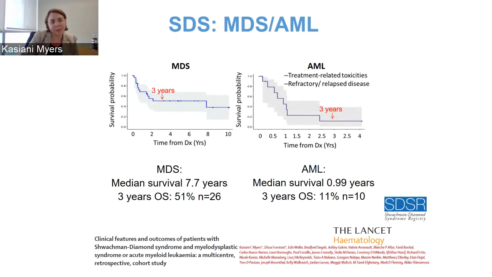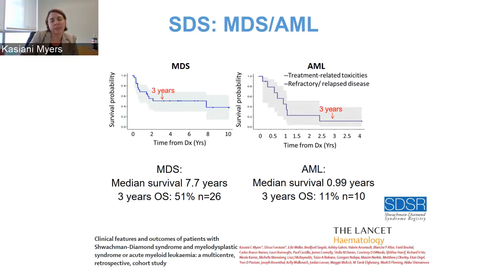As Pejąlt mentioned, the registry recently led an effort, a collaboration of 18 centers looking at the diagnosis of MDS and AML in patients with Shwachman-Diamond syndrome. And this is 36 patients here. This study was able to detect a difference in outcomes between patients with MDS and AML. And this is important because historically, MDS and AML have been analyzed together. So looking at outcomes, the 3-year overall survival for patients with MDS was 51%, with a median survival of 7.7 years, compared to a 3-year overall survival of 11% for AML, with a median survival of just under a year. So obviously, we need to make some improvements to change these outcomes.